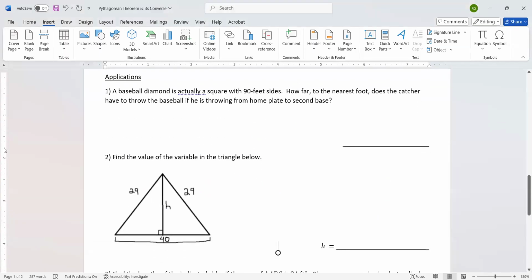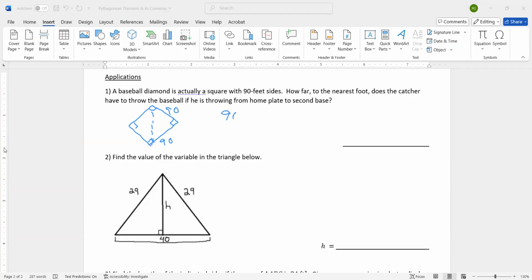Some applications. A baseball diamond is actually a square with 90 feet sides. How far to the nearest foot does the catcher have to throw the baseball if he is throwing from home plate to second base? So if you haven't seen a baseball diamond, it looks like that. Here's home. Here's second. So the catcher has to throw it from there to there. This is 90 and this is 90. And these are right angles, all right angles. So the Pythagorean theorem is allowed here.